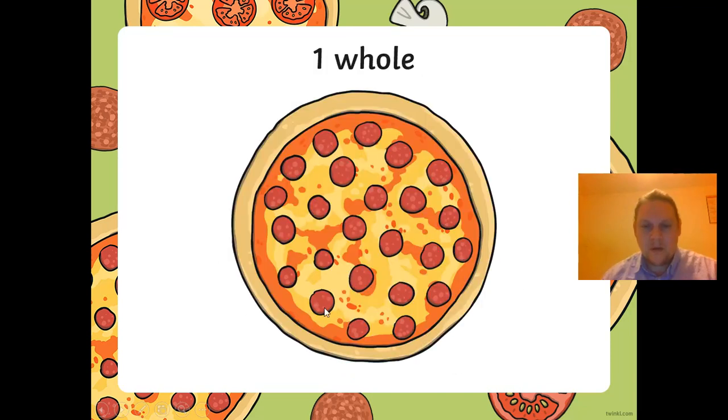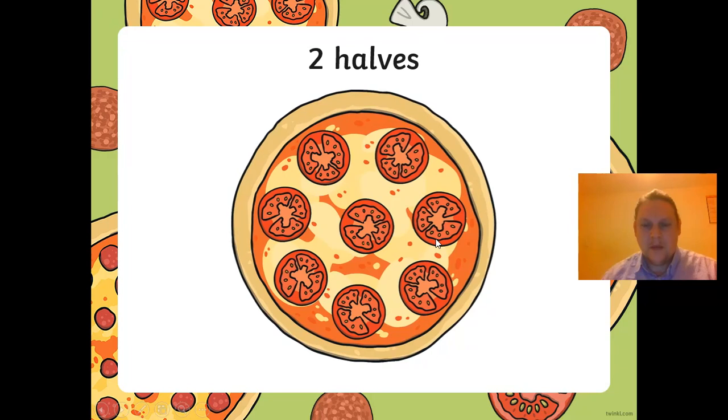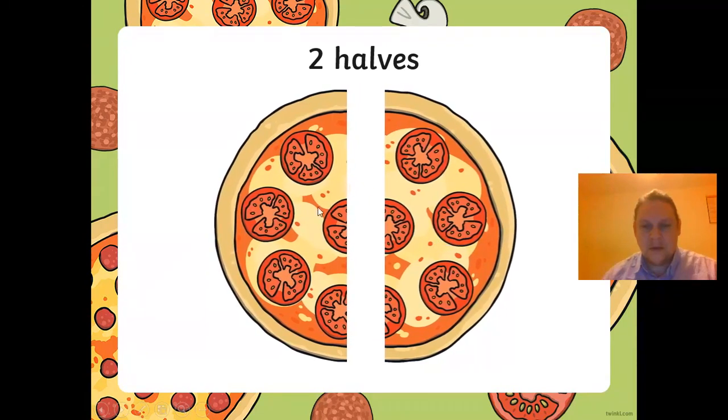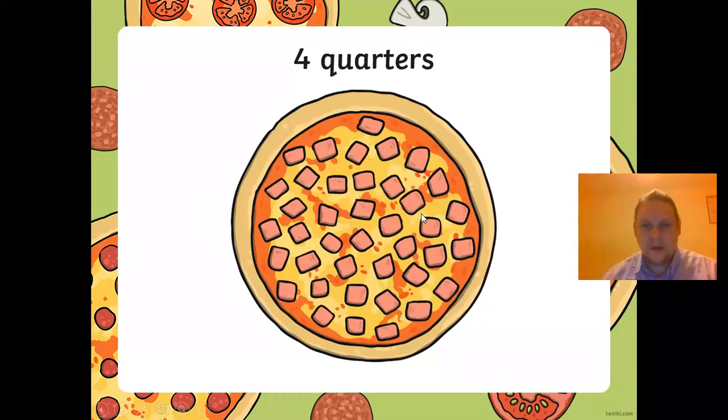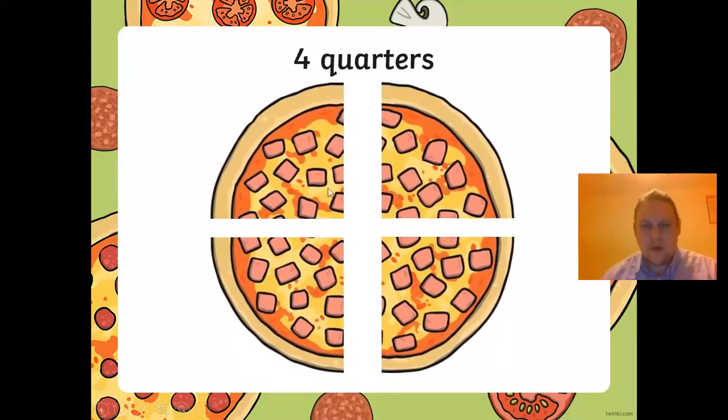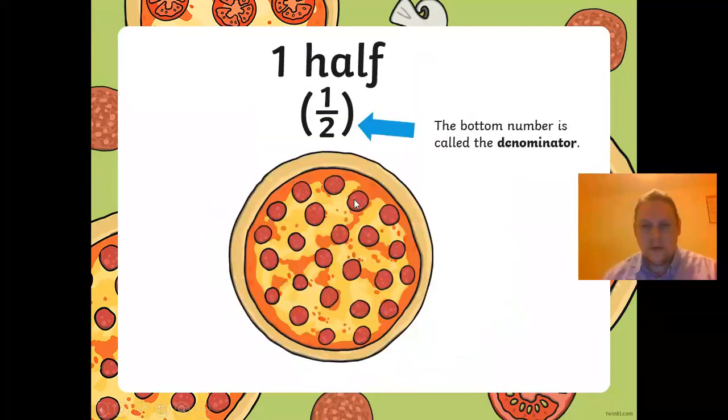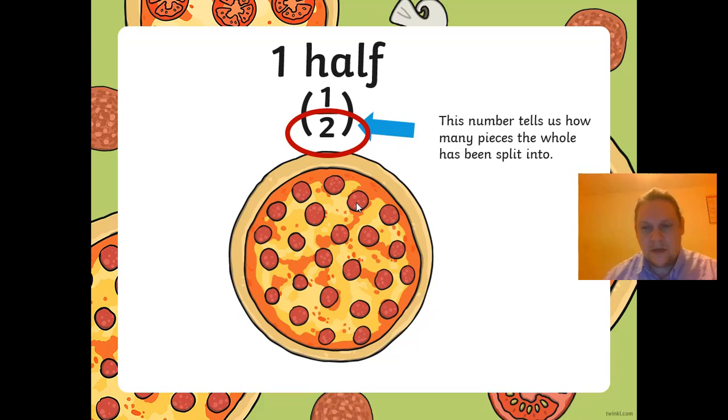Here we see a whole pizza. Here we've got 2 halves of the pizza. Here we've got 4 quarters, 1, 2, 3, 4. In a half, as we've said, the bottom number tells us how many pieces there are, and it is called the denominator. This number here is called the denominator. This number tells us how many pieces the whole has been split into.